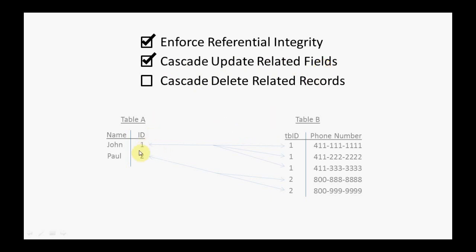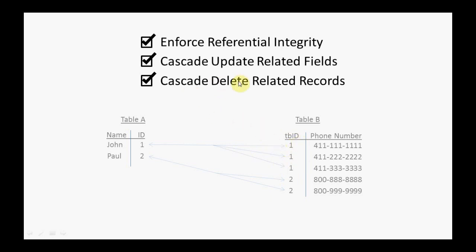That means if I come over here and change this 1 to a 3, all of the related fields will also change to a 3. So it will keep them in line, it will keep them connected and update the related fields.